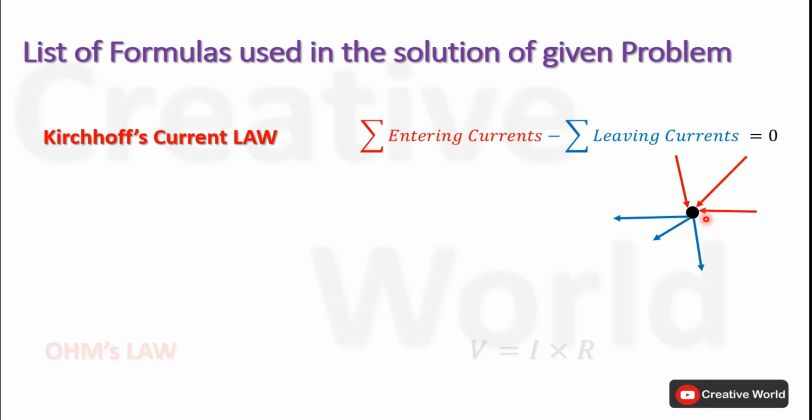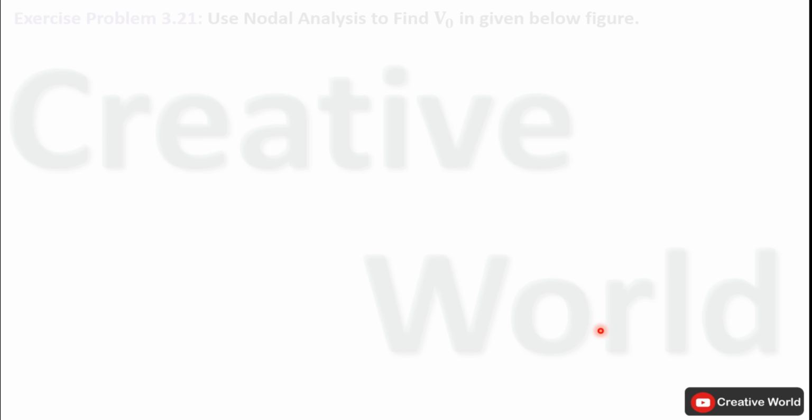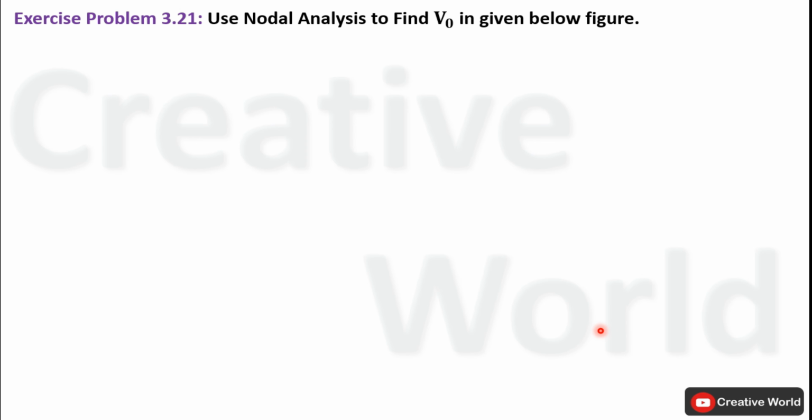We also will be using Ohm's law. According to this law, the voltage across any resistance R is the product of the current through it and the value of the resistance itself. Now move towards the problem. Exercise problem number 3.21. Use nodal analysis to find the value of voltage V0 in the figure given below.